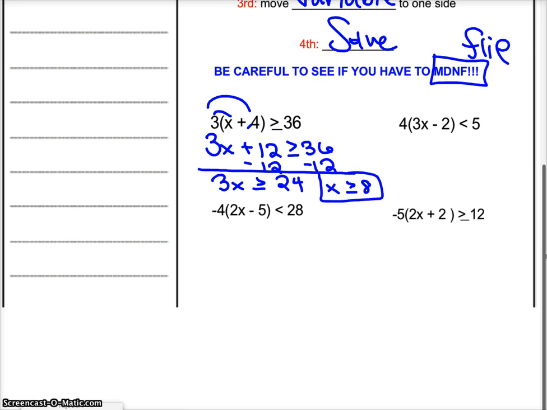Did I need to MD and F it? No. See how I just double checked? At the end I was like, ooh, should I have flipped it? Nope, I didn't need to. You only flip if there's a negative that you're moving at the end.